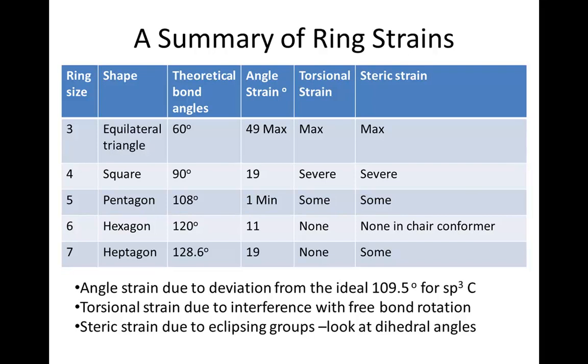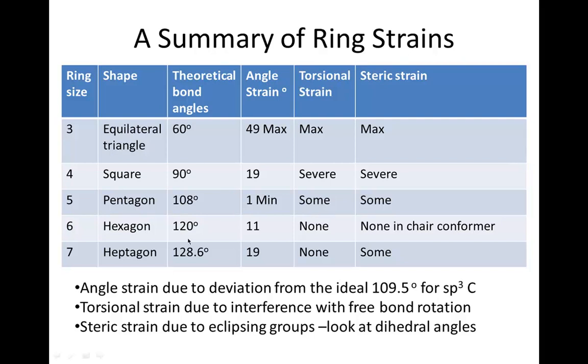Pentagon was the one that von Baer thought was going to be the most stable, and the reason was because the angles in a regular pentagon are 108 degrees, which is really close, a difference of about 1, to the 109.5 for an sp3 carbon. So he said that would be the most stable ring. There's still some torsional strain because it can wiggle, but not a super amount. And steric strain, there's still a little bit of that.